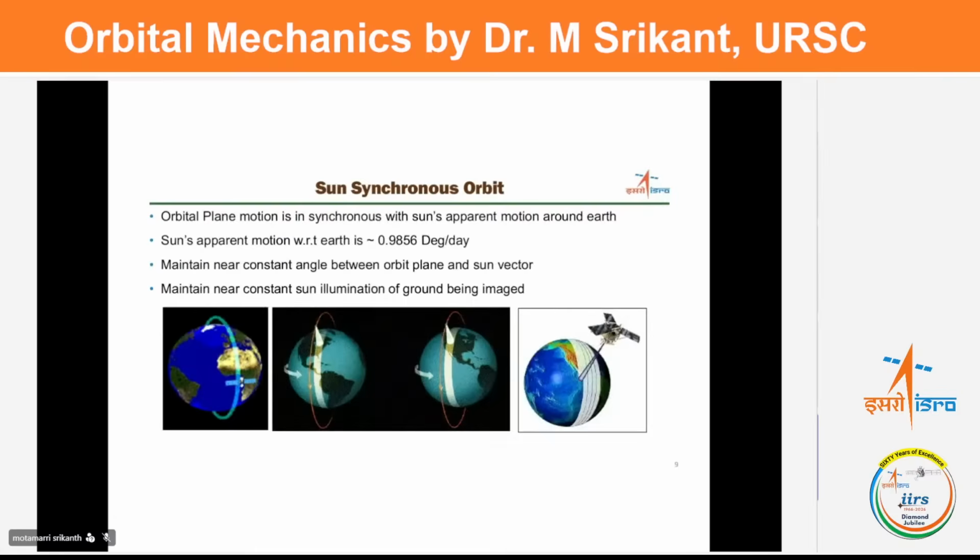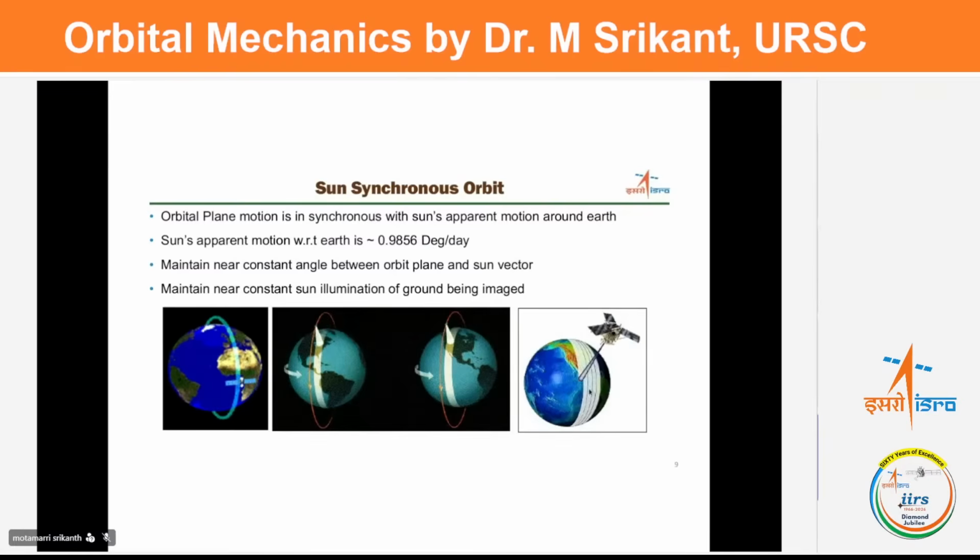Now coming to sun synchronous orbits. This is one important type of orbit which is used for our imaging applications, optical imaging majorly. The orbital plane motion is synchronous with the sun's apparent motion around Earth. Actually, the sun's motion is around 1 degree per day, and we maintain a constant angle between the orbital plane and the sun vector. So maintaining near constant sun illumination for ground imaging means what?